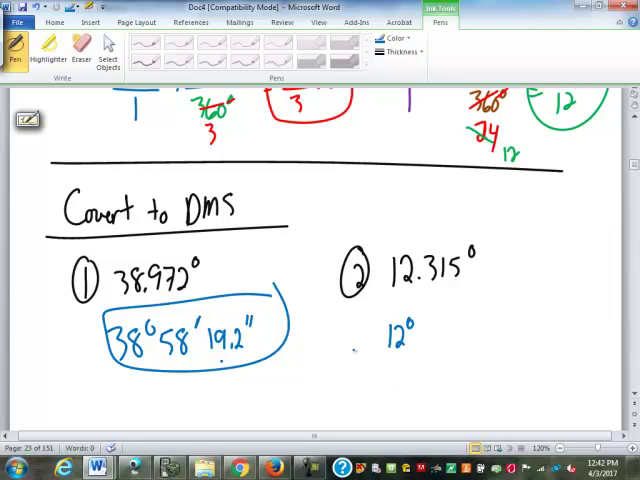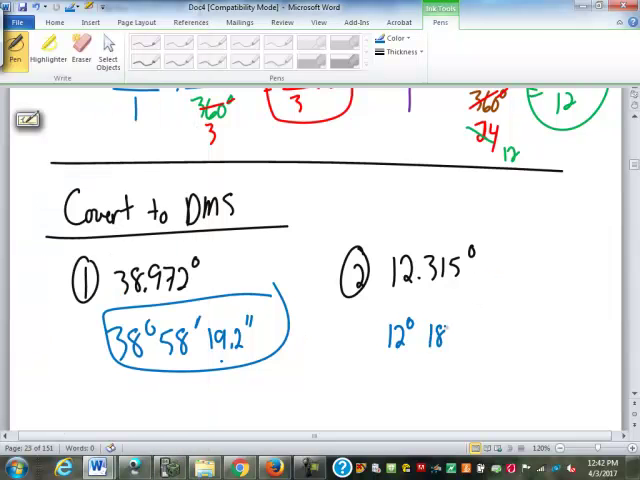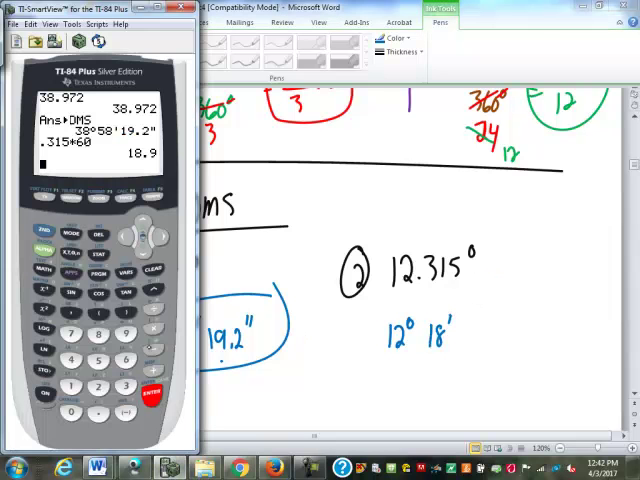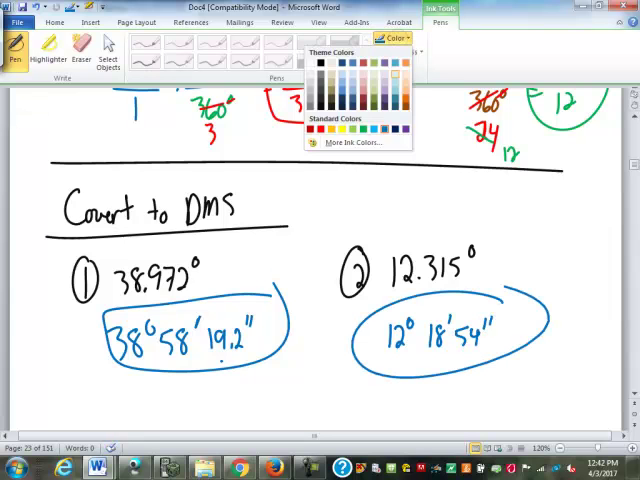So we're at 12.315, so I'm just going to put the 0.315 in. Times 60. So 18.9 minutes, that's 18 minutes. Subtract the 18. Times 60 to make it seconds is 54 seconds. So 12, 18, 54.